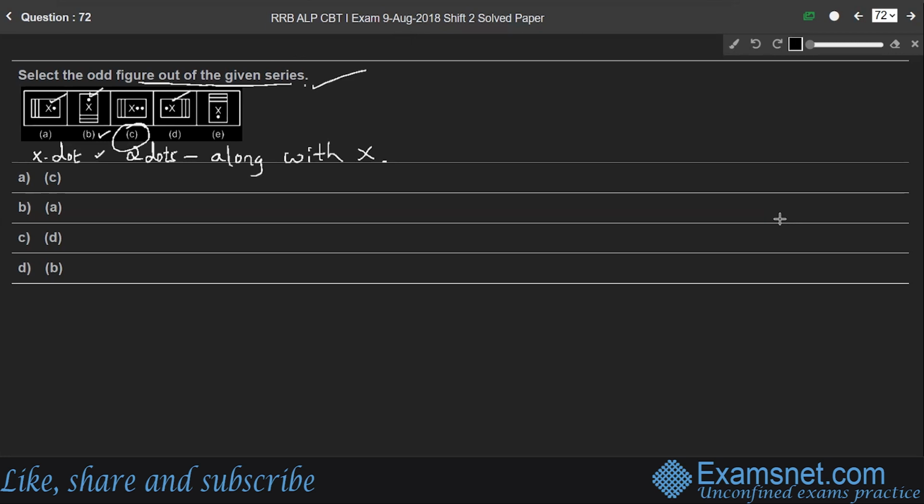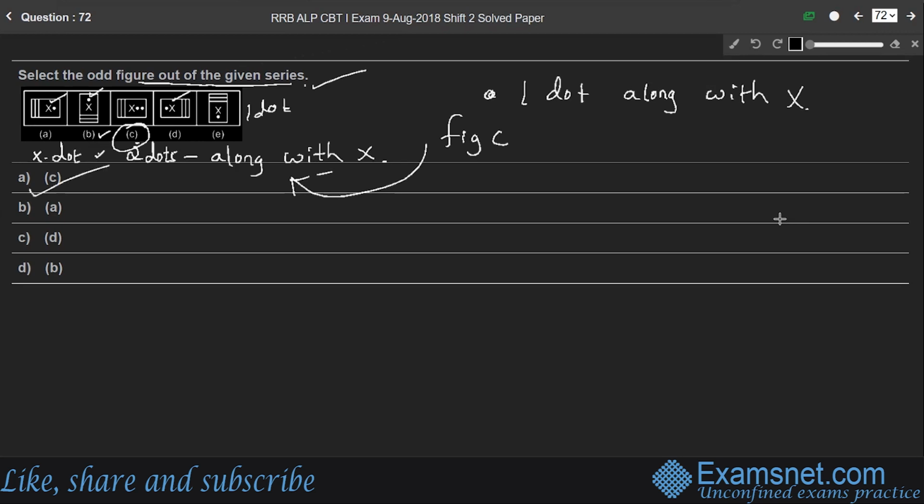Similar to the first and second, along with the 2 lines. The fifth figure also has only 1 dot. So except figure C, the remaining figures have 1 dot and 1 X. Therefore, all the figures have 1 dot along with the X, whereas figure C has 2 dots along with the X. Hence, figure C is the odd one. Option A has figure C. So the odd figure out is option A.